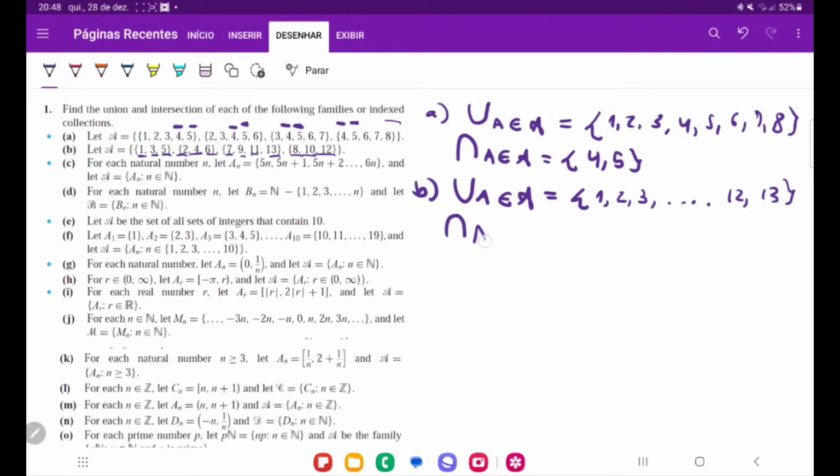And for the intersection, we can see here that there are no elements that are in every single set, right? There's nothing that they all have in common, so that is just going to be the empty set. What about C?